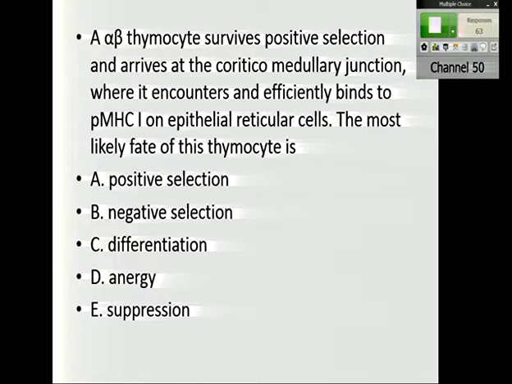It has survived, but again it goes through another round. So even after it survives, if it binds efficiently to a self MHC, a self peptide antigen, it will be eliminated. There are multiple rounds. So here the point is, it does not indicate in any way that it's a foreign MHC. It just says from the epithelial reticular cells. Okay, so it's a second round of negative selection.